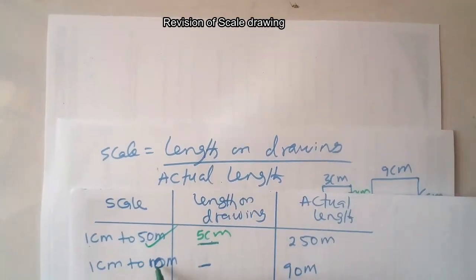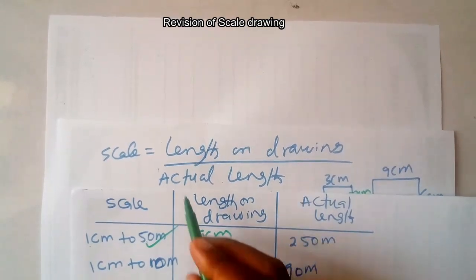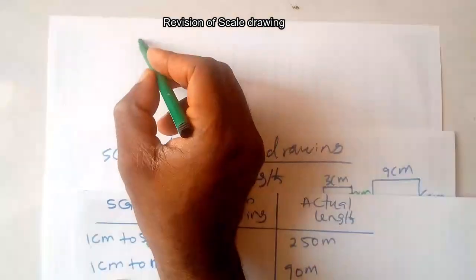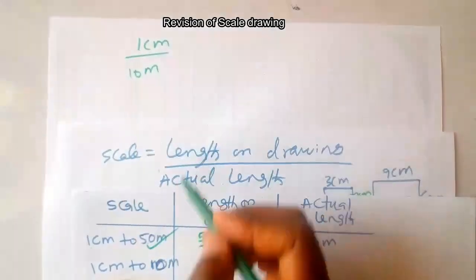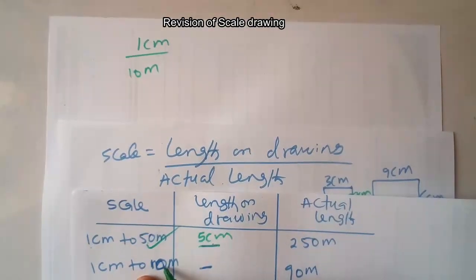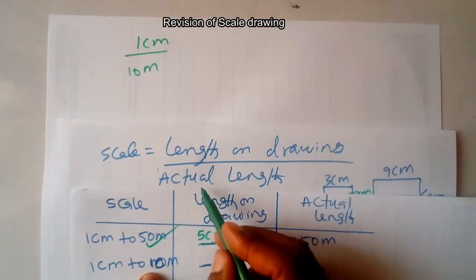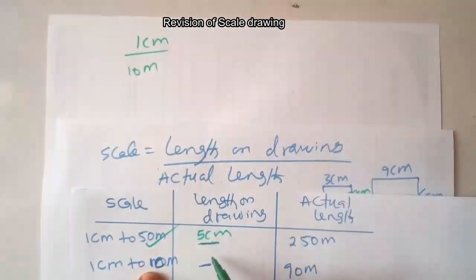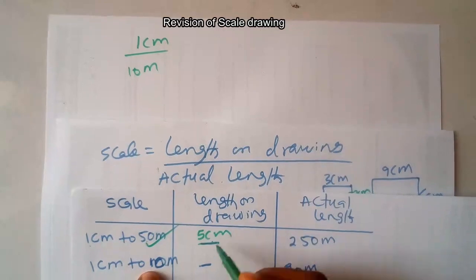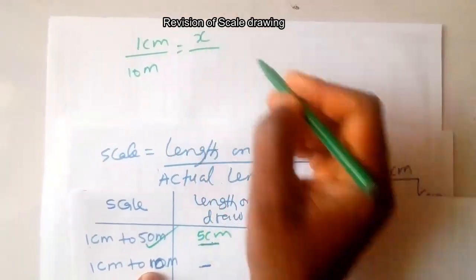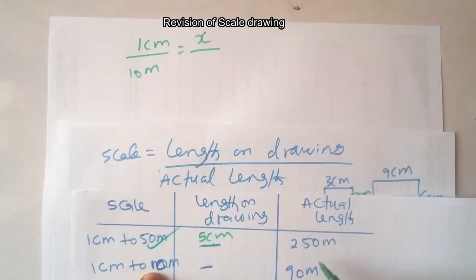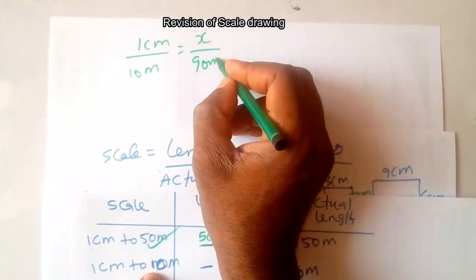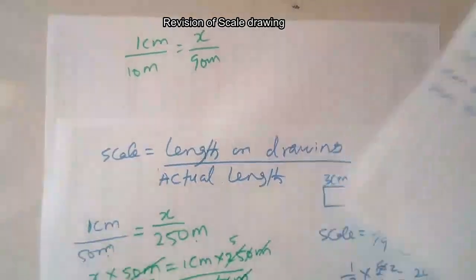So 1 centimeter to represent 10 meter, and we know the scale. This is the scale. Scale is 1 centimeter, just write the unit, over 10 meter. In fact, the unit is very important. Okay, 1 centimeter over 10 meter. That is the scale, equal to length on drawing. We don't know, so let us use x. Over the actual length. The actual length here is 90 meter, right?